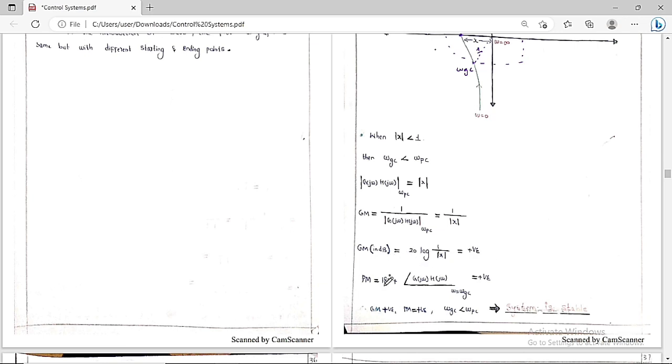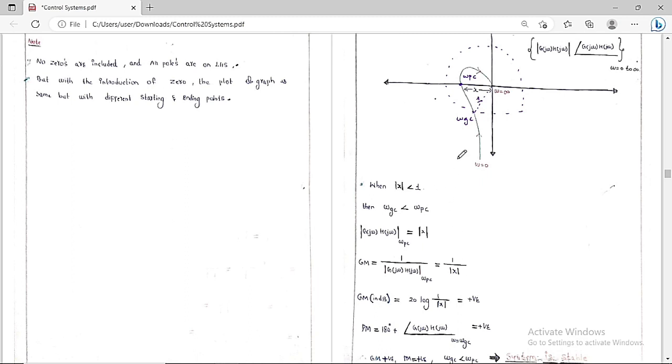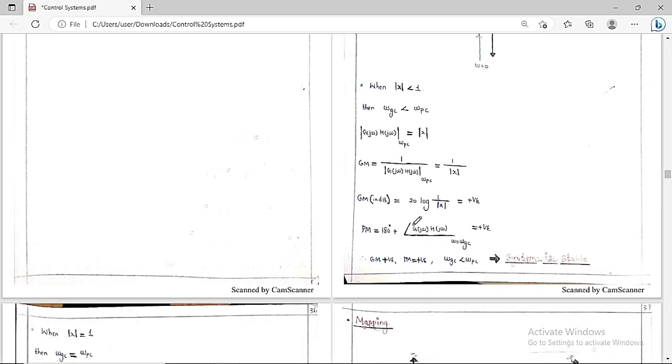And what is phase margin? Phase margin is equal to 180 degrees plus the phase angle of G(s)H(s) at omega gc. You can see clearly the phase angle at omega gc is less than minus 180 degrees. So 180 plus this is less than... Let me take this as minus 150. So 180 minus 150 is nothing but plus 30. So overall you are going to get a positive angle.